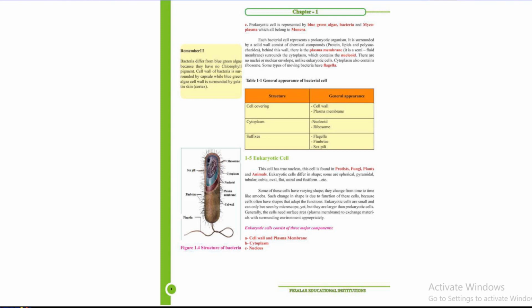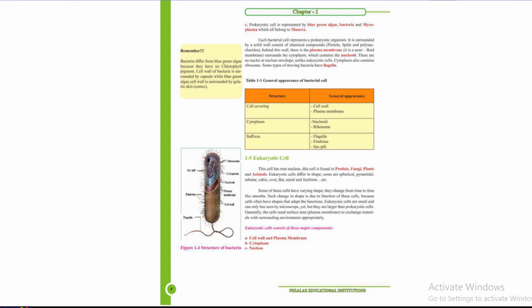Hello friends, now we're going to study eukaryotic cells. This cell has a true nucleus. True nucleus means the genetic material in the cytoplasm of the eukaryotic cell is covered by a nuclear membrane or nuclear envelope. This cell is found in protists, fungi, plants and animals.